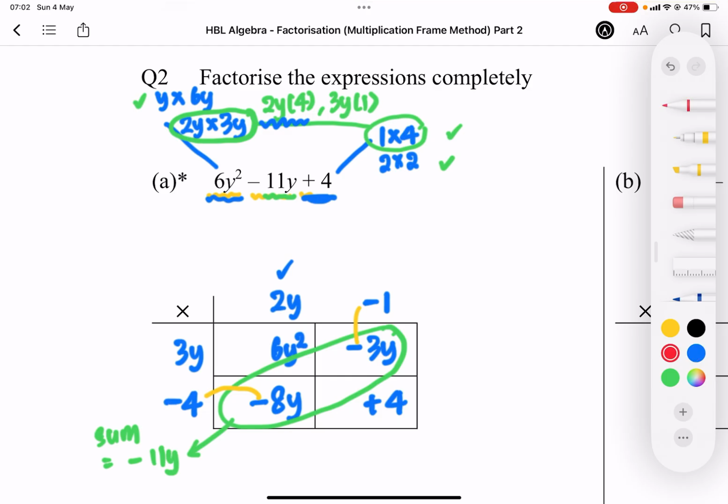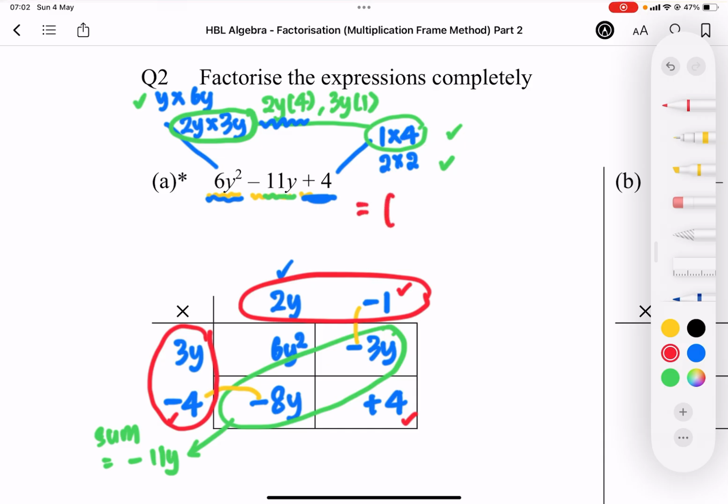Next, do check the numbers. So negative 1 times negative 4 gives positive 4. So it means these will be the pairs of factors. That is, when we factorize this expression, we will get 2y minus 1 times 3y minus 4.